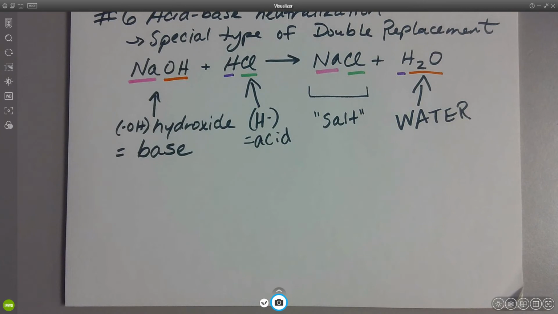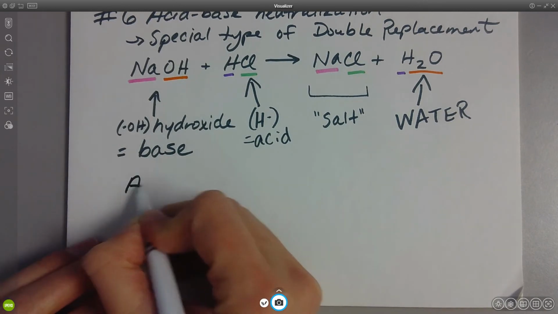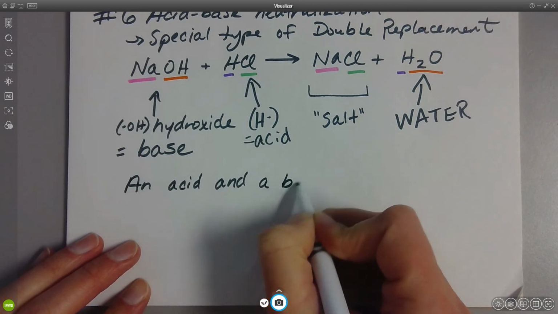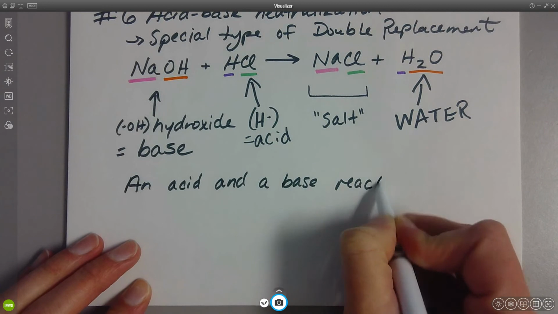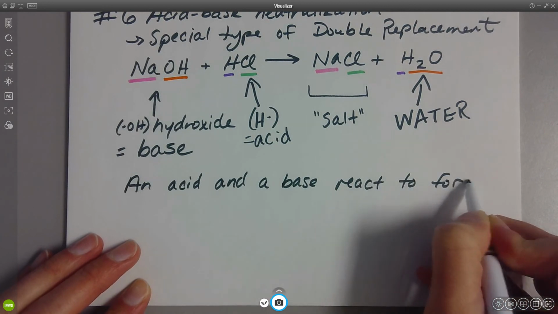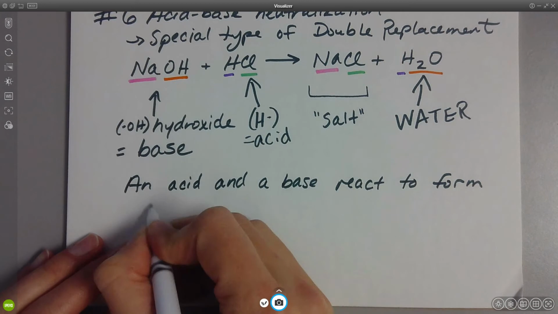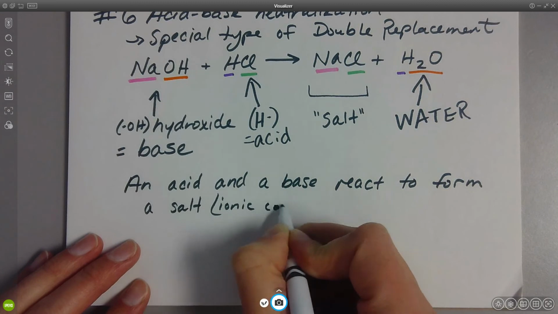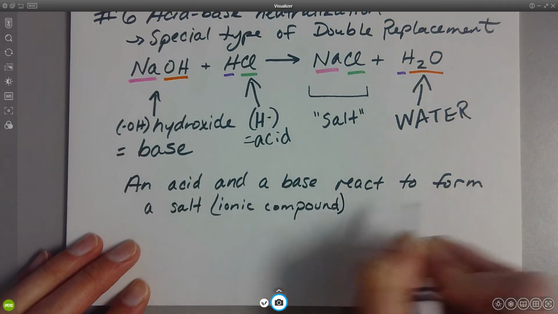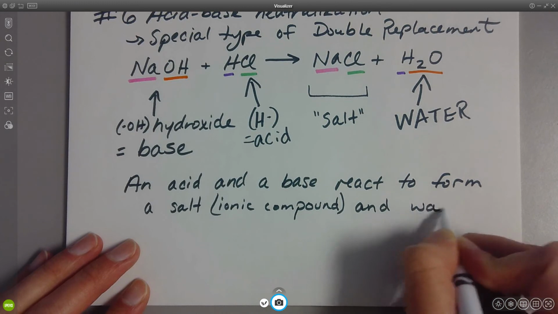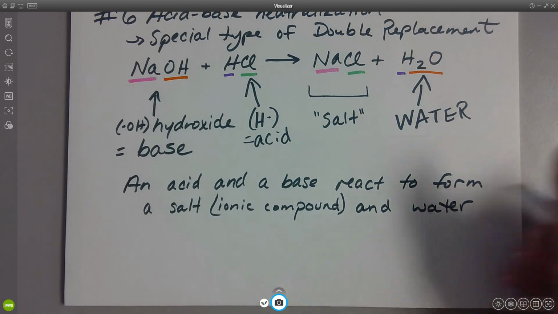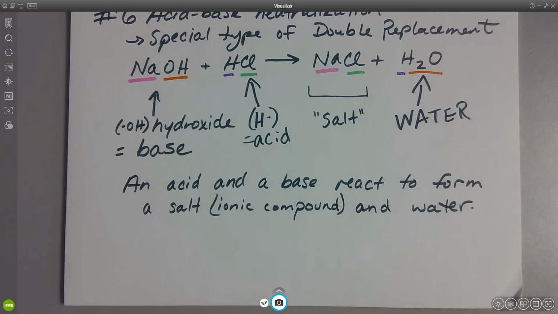So what you should look for is that an acid and a base react to form a salt, which just means an ionic compound, and water. Okay? That is what you will always notice about acid-base reactions. Always, always, always.